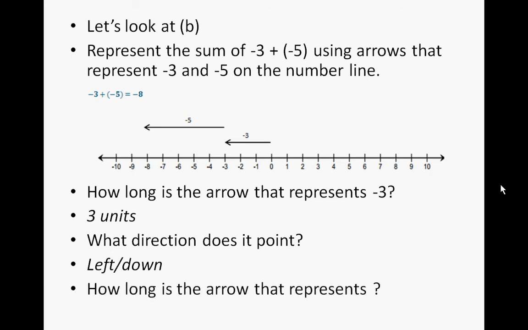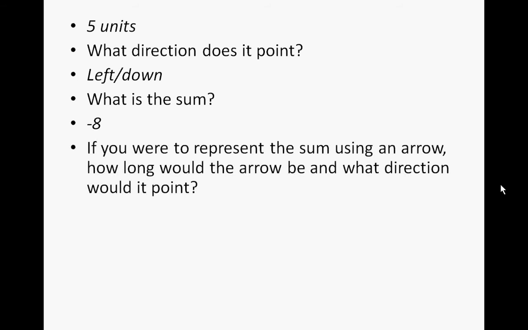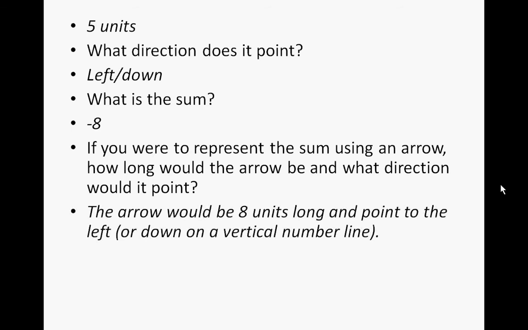So how long is the arrow that represents -5? That's missing on the video, but that's what it's asking. Well, it'd be 5 units. And what direction does it point? It also points left or down. So what is the sum? Now the sum is -8. And if you were to represent this sum using an arrow, how long would the arrow be and what direction would it point? Well, the arrow would be 8 units long and point to the left or down on a vertical number line.